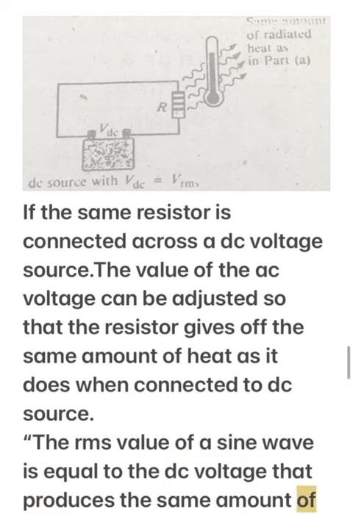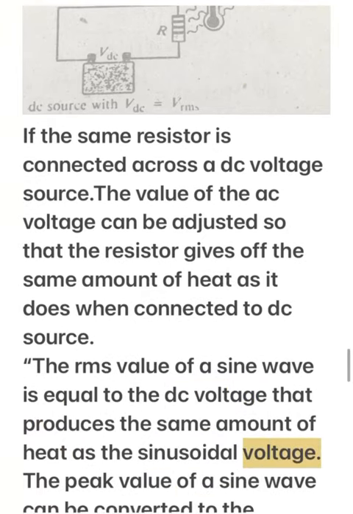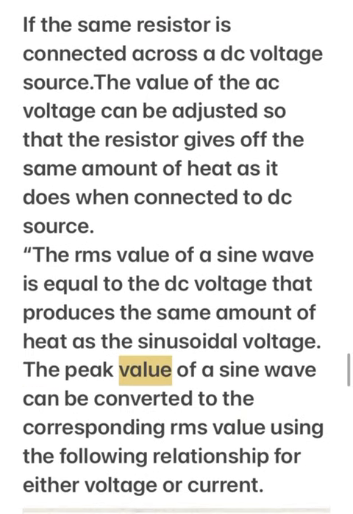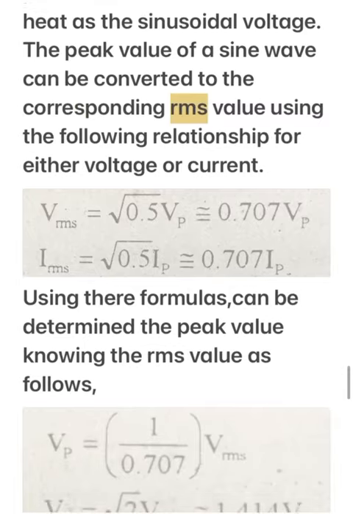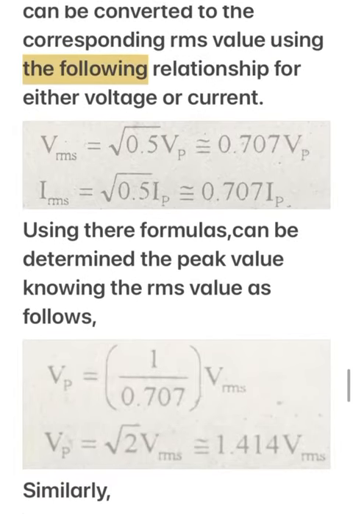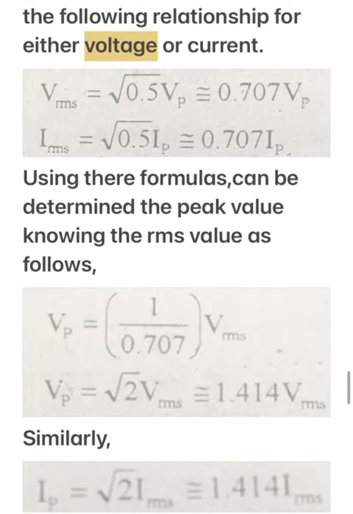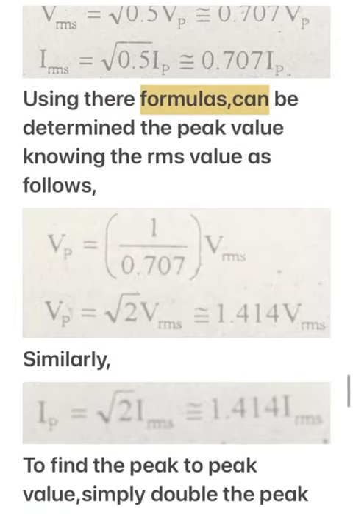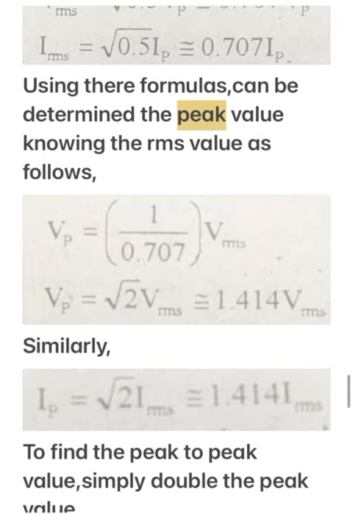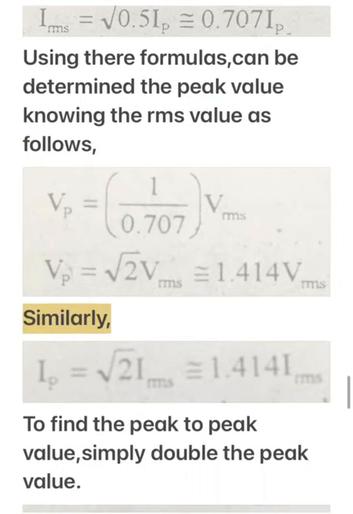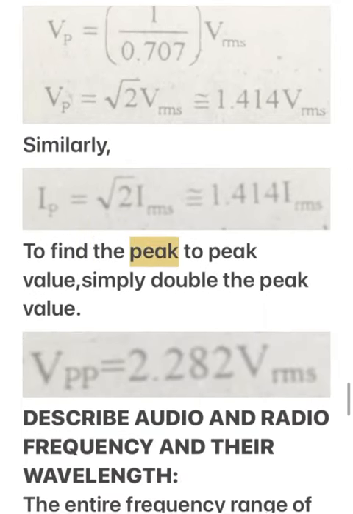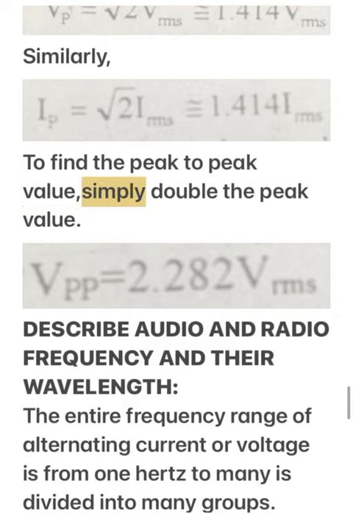The peak value of a sine wave can be converted to the corresponding RMS value using the following relationship for either voltage or current. Using these formulas, the peak value can be determined knowing the RMS value as follows. Similarly, to find the peak-to-peak value, simply double the peak value.